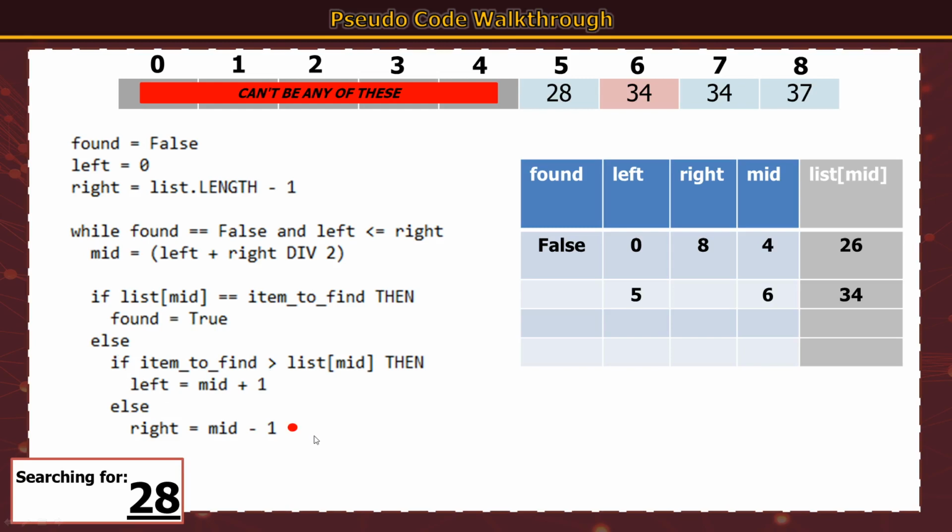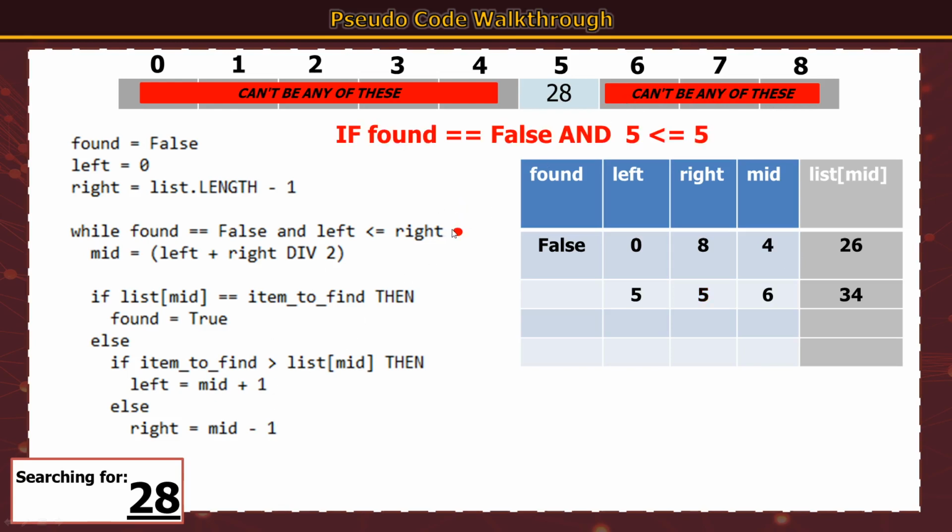And now we're here. So now we're going to calculate right. To calculate right, we take mid, which is 6, and we take 1 from it. So right equals 6 minus 1, so right becomes 5. And we fill right in there. And now we come back round the list again. Now we know that the value here is of no interest to us, because we know that 34 was greater than 28, so anything 34 onwards is too high. So we come back round the loop, and we are here.